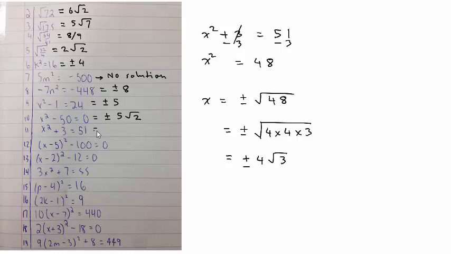So when I write equals in all of these, I mean x is equal to, or n is equal to, or k is equal to, whatever the variable is, the answer is equal to. So don't get confused with that. I'm not writing the name of the variable in the answer. So this one gives us x is equal to plus or minus 4 square root 3.